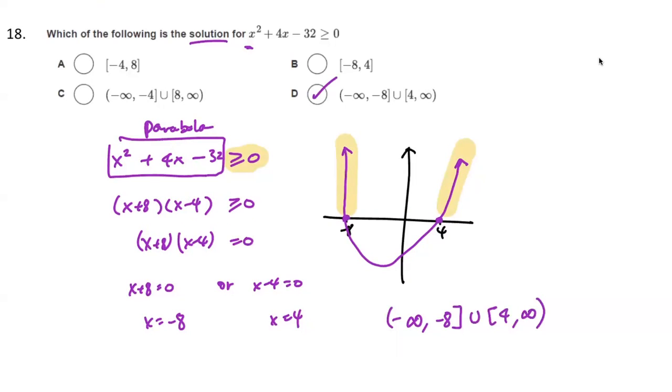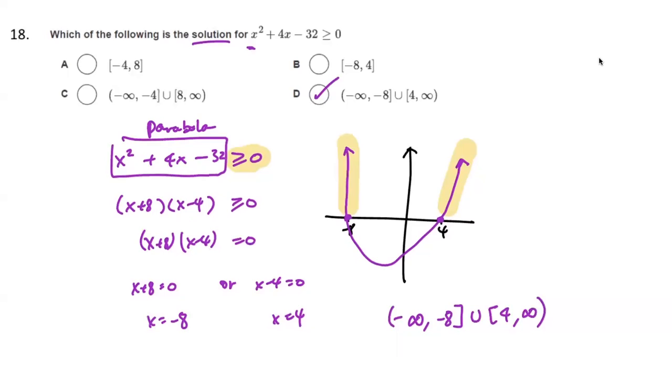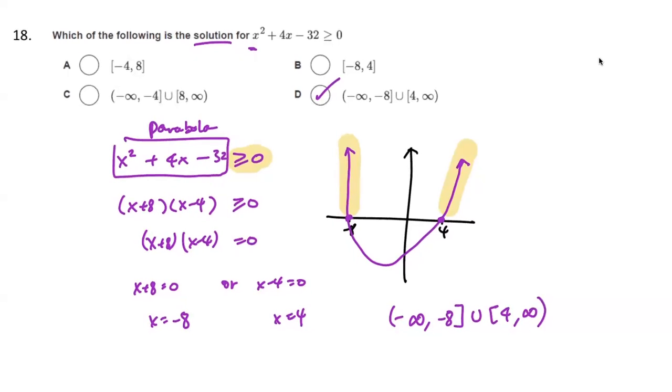And if you can process and acquire this skill, you will find pre-calc and calculus a lot easier because it is so darn obvious. Okay, you just have to know how to make a graph and interpret the graph. Okay, so that's how we do inequality when there's only x, and you just have to get the x values.